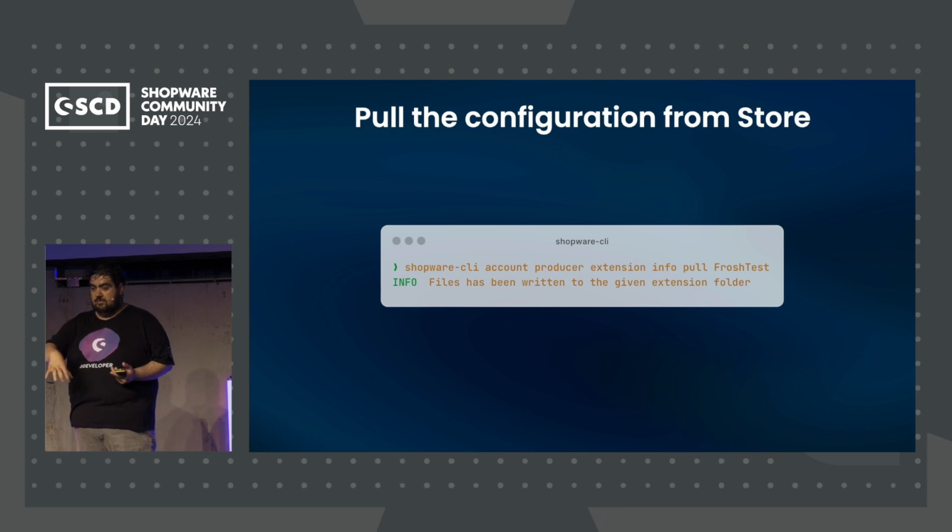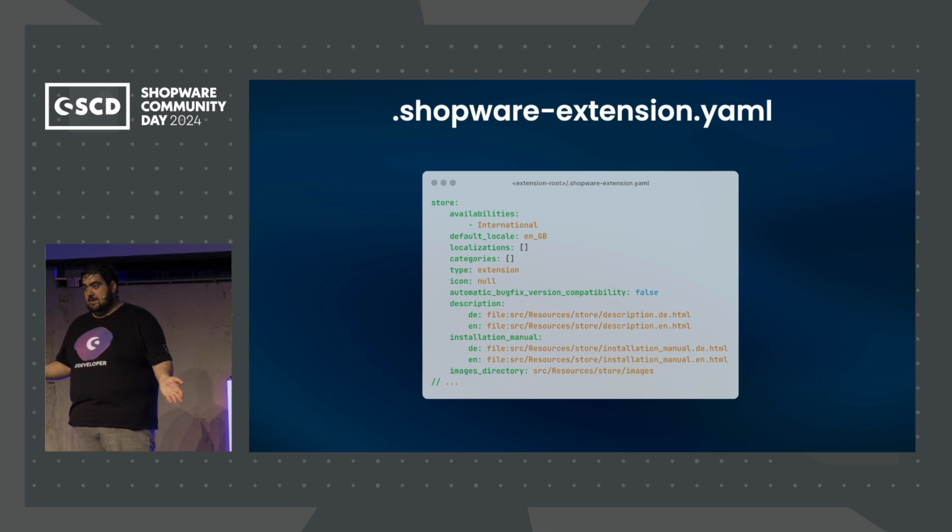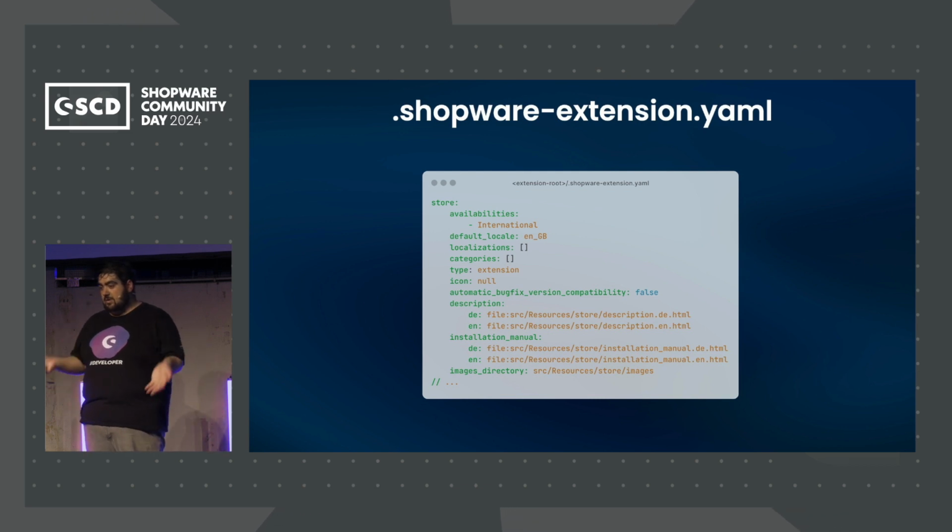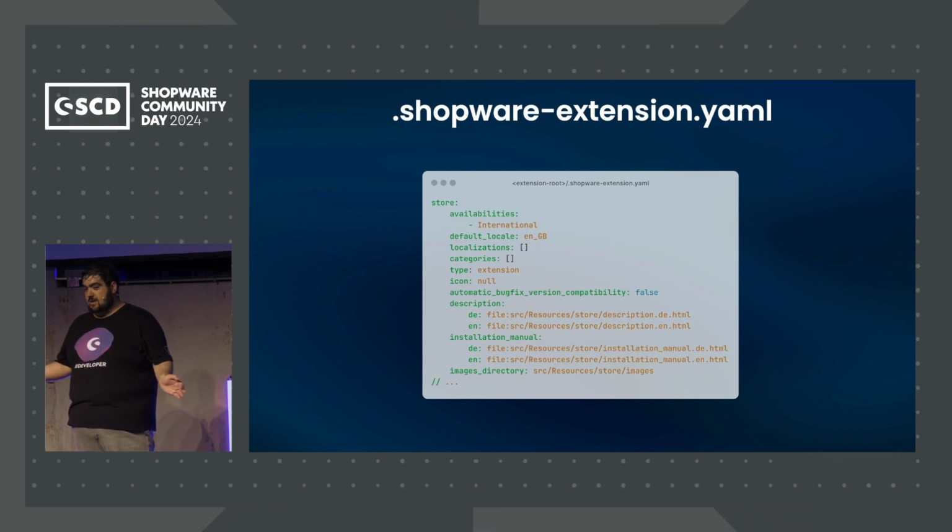And basically you just pass the plugin directory where your plugin or app is located, and then it pulls down a YAML configuration with all the store stuff. And then we have a YAML file, which has all the configuration of the extension store, and we can manipulate the YAML as we want to do it.